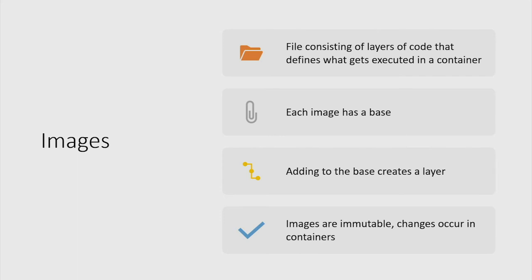So the way it works is images are immutable. You have to create a container. You can then make changes to the container, and then after you make the changes to the container, you can make a new image, and that new image is immutable. And you can just build them up as you need to.